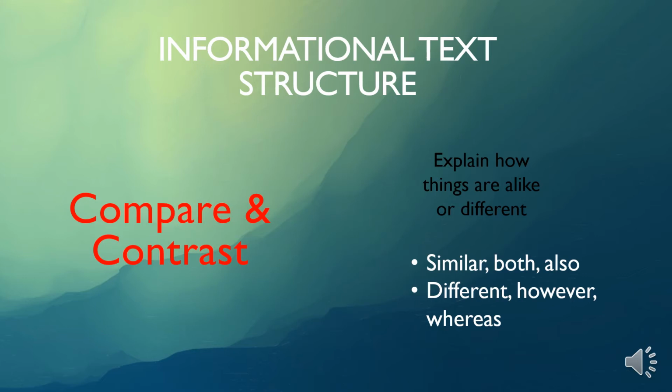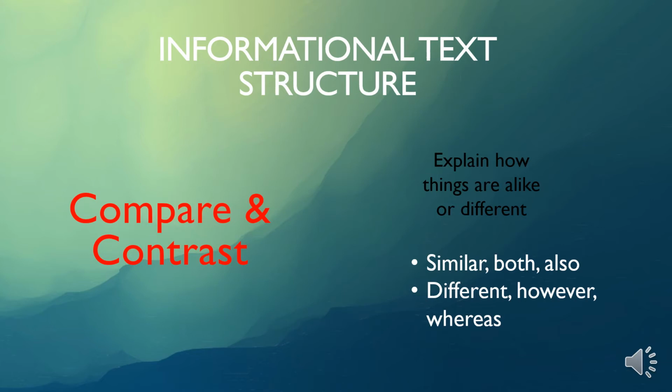The next type of text structure is compare-contrast. This is explaining how things are alike or different. Words that compare things with similarity are both and also, and words for difference are however or whereas.